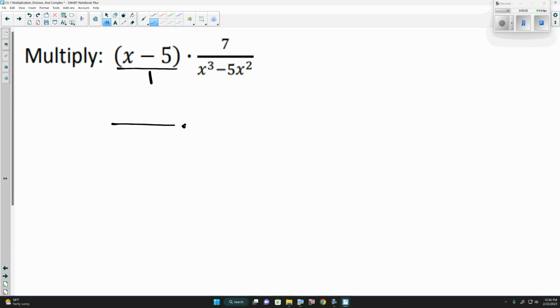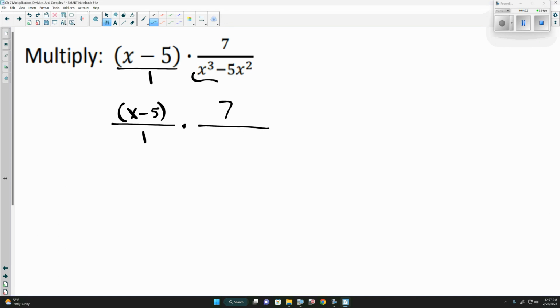Now, whenever we multiply, we do want to factor each of the numerators and denominators completely. This is different than addition and subtraction. When we added or subtracted, we only factored the denominators, got them to be the same, and then simplified from there. With multiplication, we want to simplify everything completely at the start. Now, x minus 5 is as factored and simplified as possible. We can't simplify it any further.